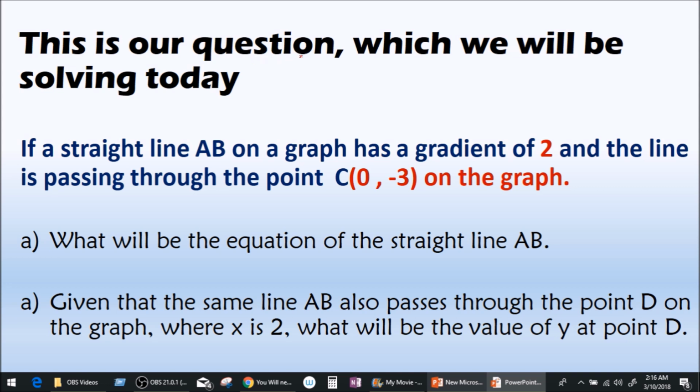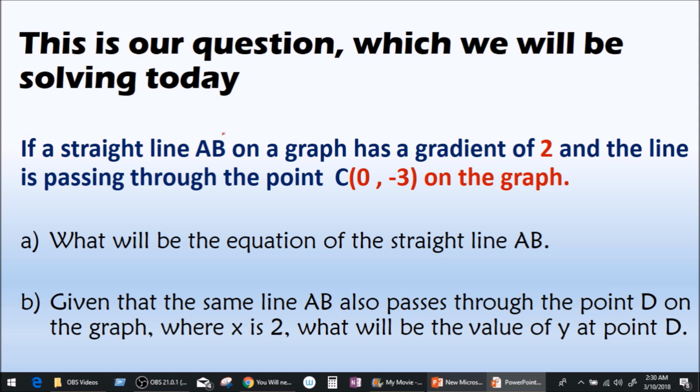So this is our question which we will be solving today. If a straight line AB on a graph has a gradient of 2 and the line is passing through the point C (0, -3) on the graph, what will be the equation of the straight line AB? And given that the same line AB also passes through the point D on the graph where x is 2, what will be the value of y at point D?